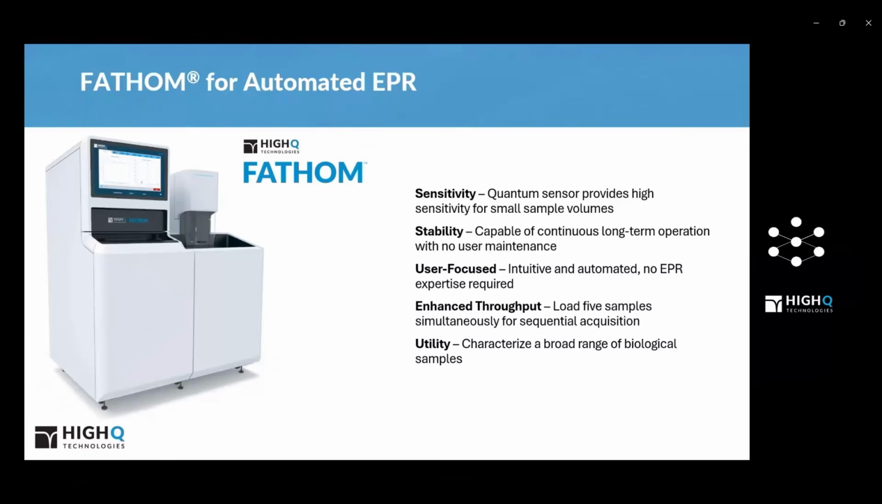We've designed it for enhanced throughput by adding the ability to put in multiple samples, 5 at a time in one go, instead of a single sample in a single tube in, and that tube out, rinse and repeat. So now you can put 5 in at one time and let them run back to back to back to back, all automated. And we've tried to make it practical and emphasize the utility and allow it to characterize a broad range of biological samples in this way.